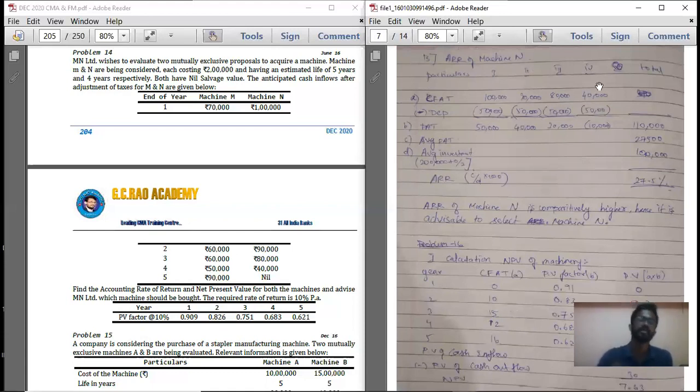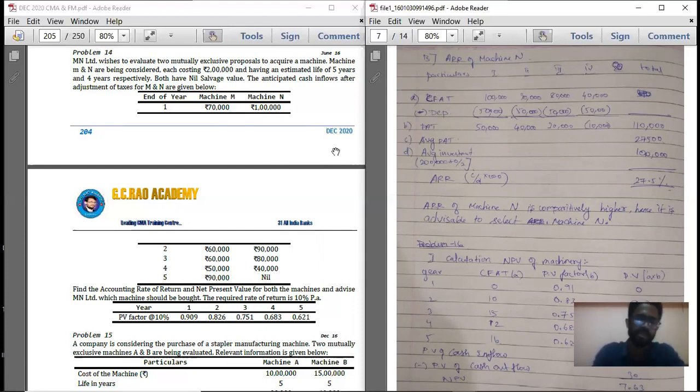4 columnar table, first column particulars, second column year 1, third column year 2, fourth column year 3 and last column year 4. So machine N, the life of the machine is only 4 years. Below the particulars record small a CFAT. Same thing you should do. CFAT minus depreciation, you will get PAT. Average of PAT divided by initial investment, you will get the ARR.